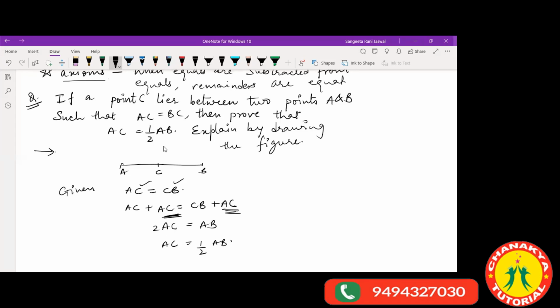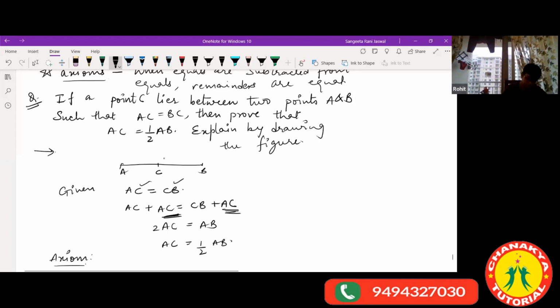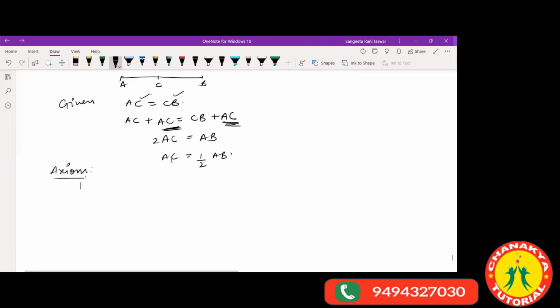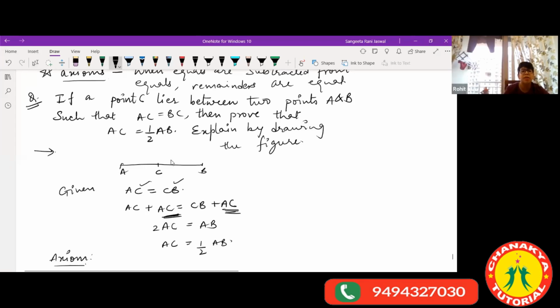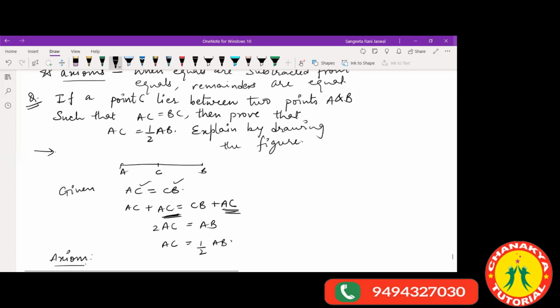Is it? Yes? Can we do that? Is that true? Yes, ma'am. So what can I write here? Which axiom follows here? Any axiom, any postulate, anything that follows? Ma'am, things which are double of each other are equal to the same thing. Things which are double of the same things are equal to one another. So Ma'am, what was double here?